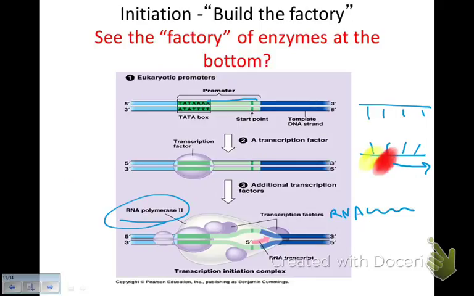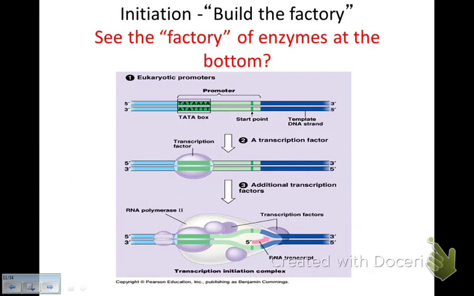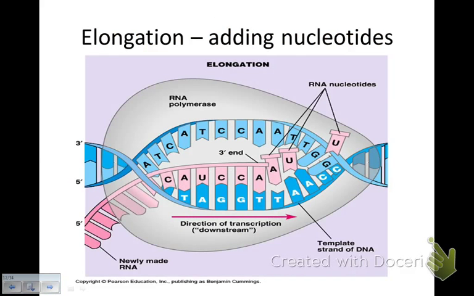So highlight for me RNA polymerase 2 on your notes. And that's what builds the RNA. Okay, cells can make multiple copies of RNA because the DNA is left intact. So then the DNA is going to zip back together. Let's go with termination next.